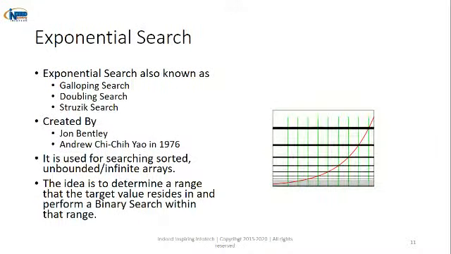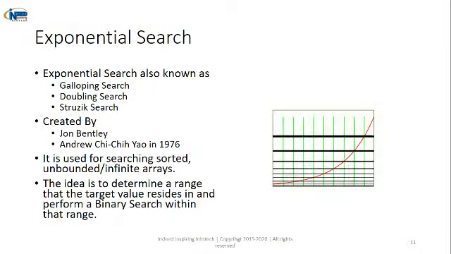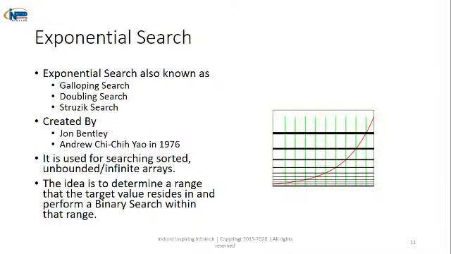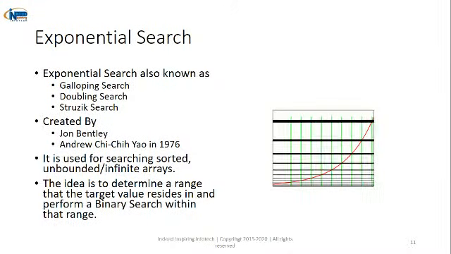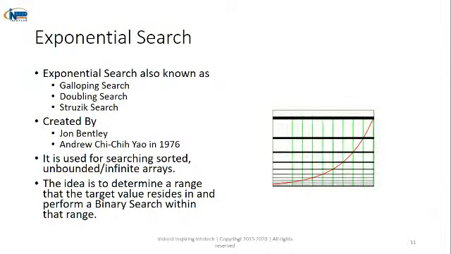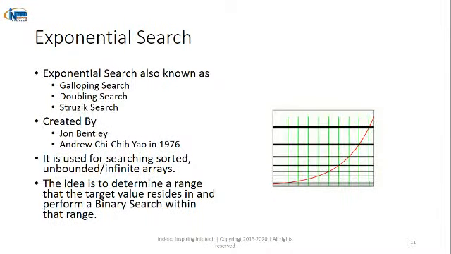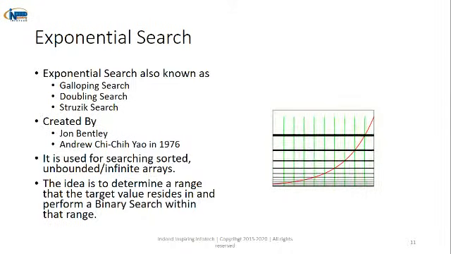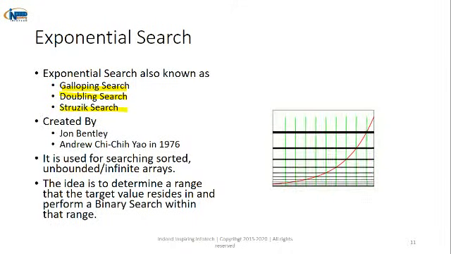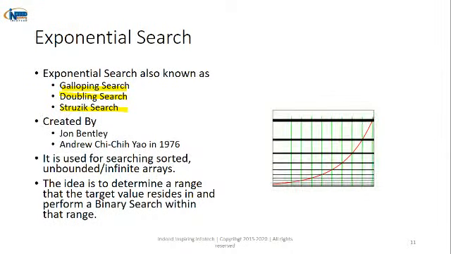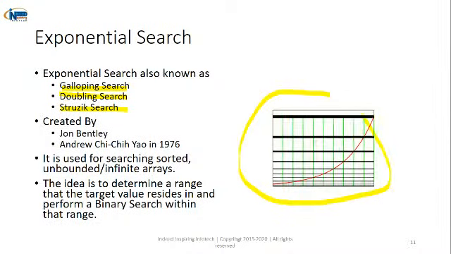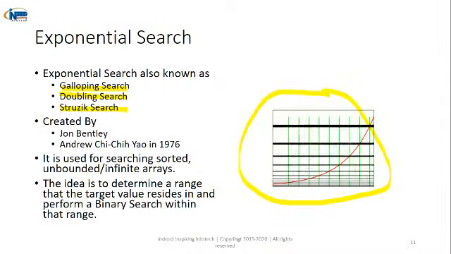Next, we have exponential search. The word exponential immediately gives something in the mind: something to the power of something, 2 raised to 3, 4 raised to 5. This search is also called galloping search, doubling search, Struzik search. So there are multiple names for this, and you can see in the diagram also what kind of nature this search may have.